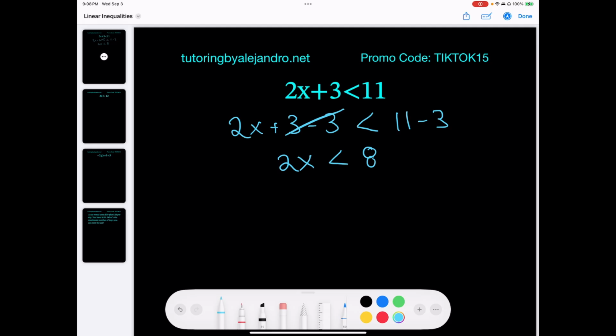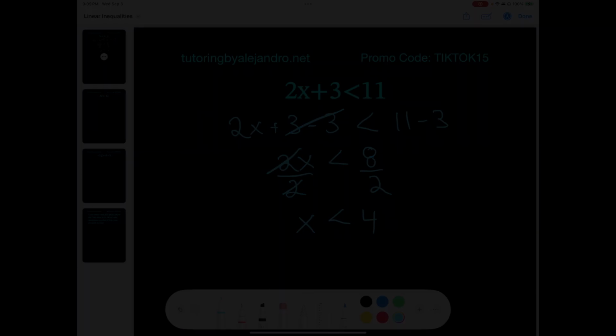Now, let's get rid of the 2 on the left. It's multiplying the x, so we'll apply the opposite operation, right? We're going to divide on both sides. Okay, so the 2's will cancel out on the left, and we have x is less than 8 divided by 2 is 4. Okay, so notice how this is the same process as solving a regular equation. The only difference is we keep the inequality sign. Okay, let's move on to another exercise.